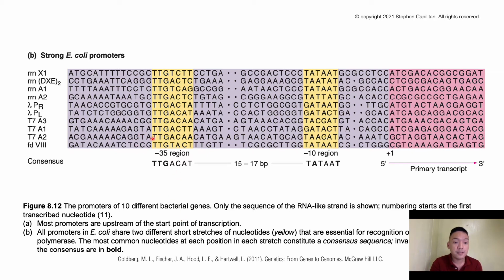So these are 10 different bacterial genes. 1, 2, 3, 4, 5, 6, 7, 8, 9, 10. Okay? And the bold letters are what we call your consensus sequence. They are the same among all your bacterial genes.